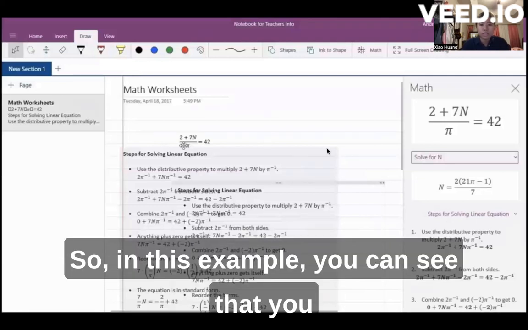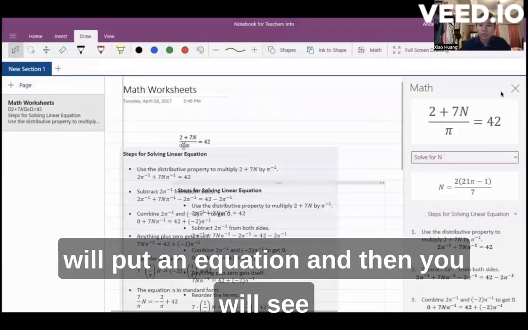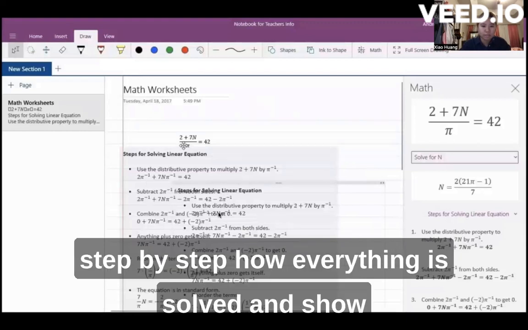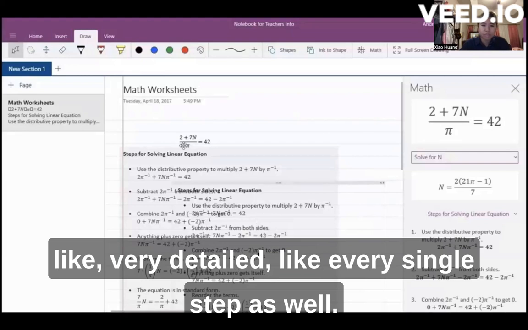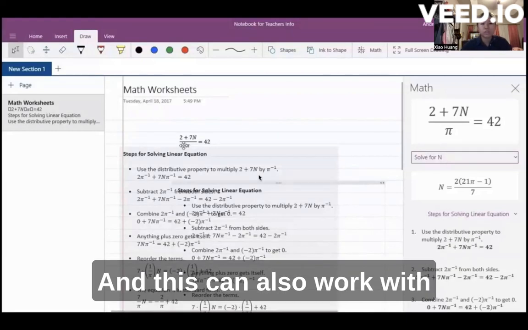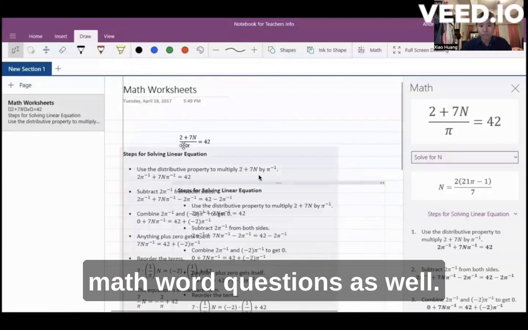So in this example, you can see that you put in the equation and then you will see step by step how everything is solved. It's shown in a very detailed way, every single step. And this can also work with math word questions.